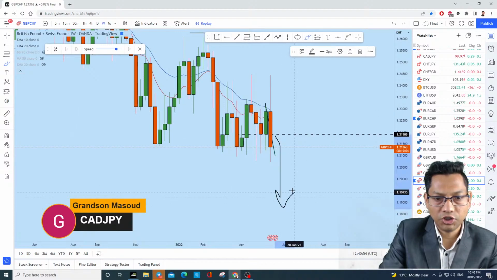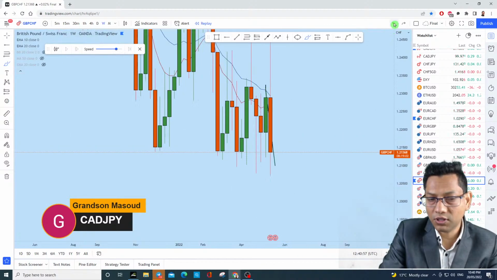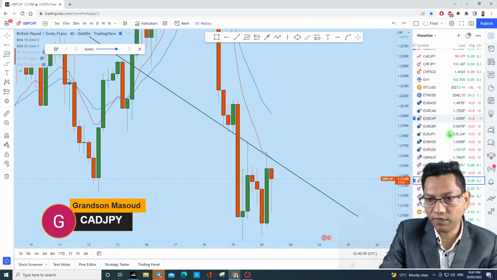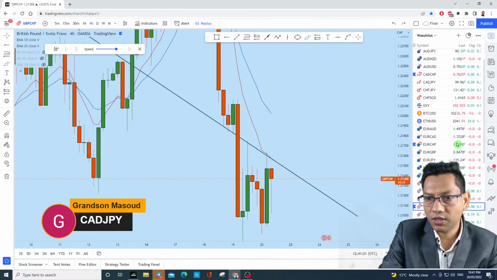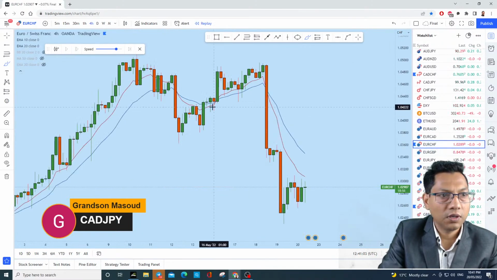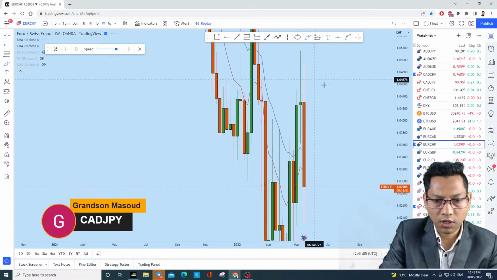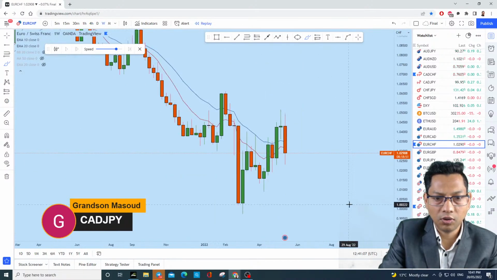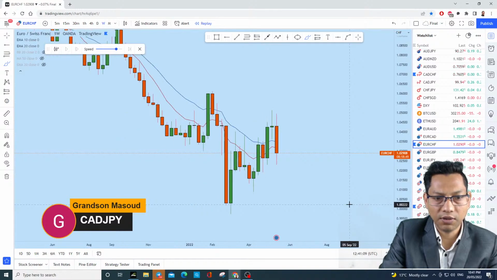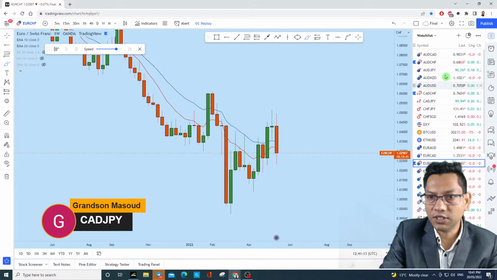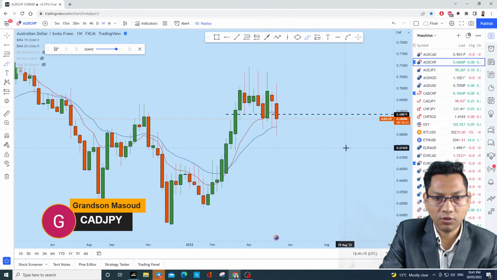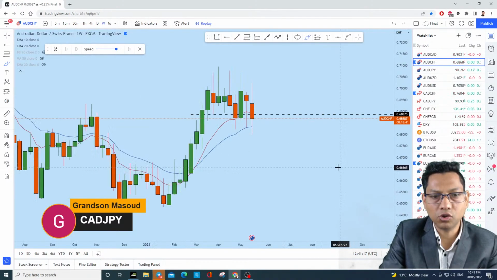So GBP CHF, all the CHF pairs look very, very bearish. So Euro CHF, this is the 4 hour. If you go to the weekly, it also looks bearish. Let's see AUD CHF. So that's what I thought today. AUD CHF also bearish.